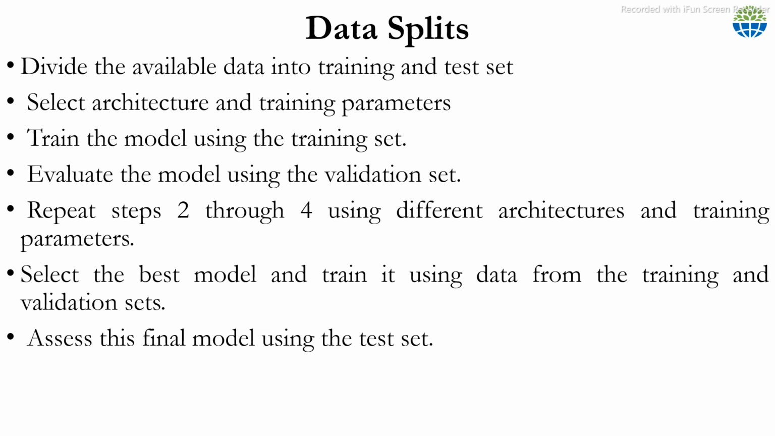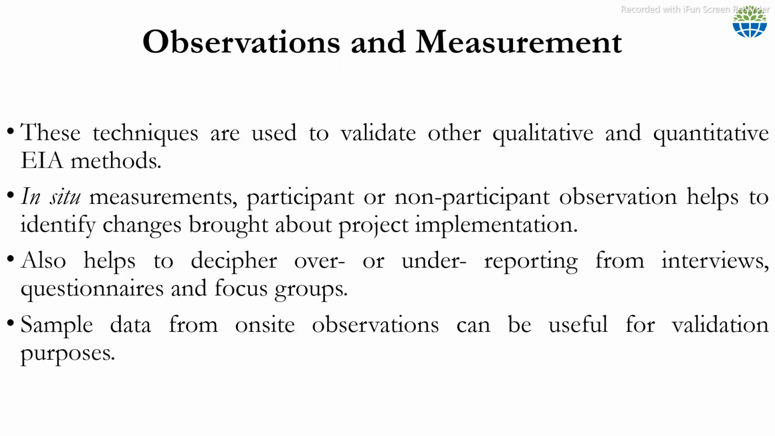Select the architecture and training parameters. Train the model using the training set. Evaluate the model using the validation set. Repeat steps two through four using a different architecture or training parameters. Select the best model and train it using data from the training and validation sets. Training data means standard data; we have to make a standard data. Assess this final model using the test data, and then we can make observations, or interpretation.